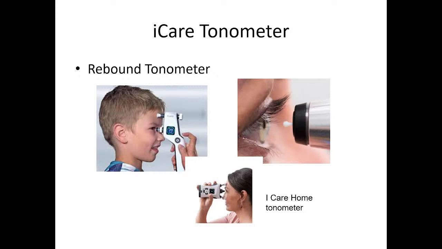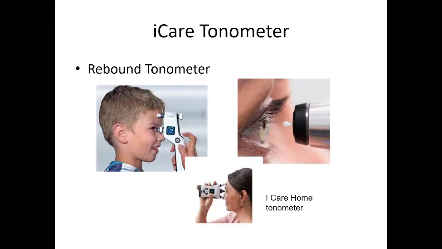Another is the iCare rebound tonometer, where there is a probe here. Again this does not require a local anesthetic because the probe size is very small. So this probe is going to touch the cornea, will rebound back and the machine is going to give us the reading. So this is very easy to do, no need of anesthetic because it's a very small probe which will come out and touch the cornea, rebound back and give the reading depending on the intraocular pressure.